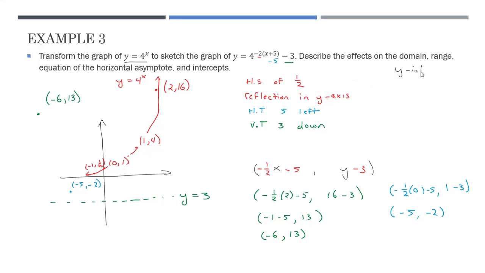So we're going to go y-int, and we're going to let x equal 0. So I'll go substitute that into this equation. So y equals 4 to the power of negative 2, and then 0 plus 5, minus 3. So we end up with 4 to the power of negative 10 minus 3. Now that minus 3 is basically negligible at this point. So in the calculator, it's a super small number. You're going to get significant digits. It's very, very, very close to that asymptote. So it's going to be 0.